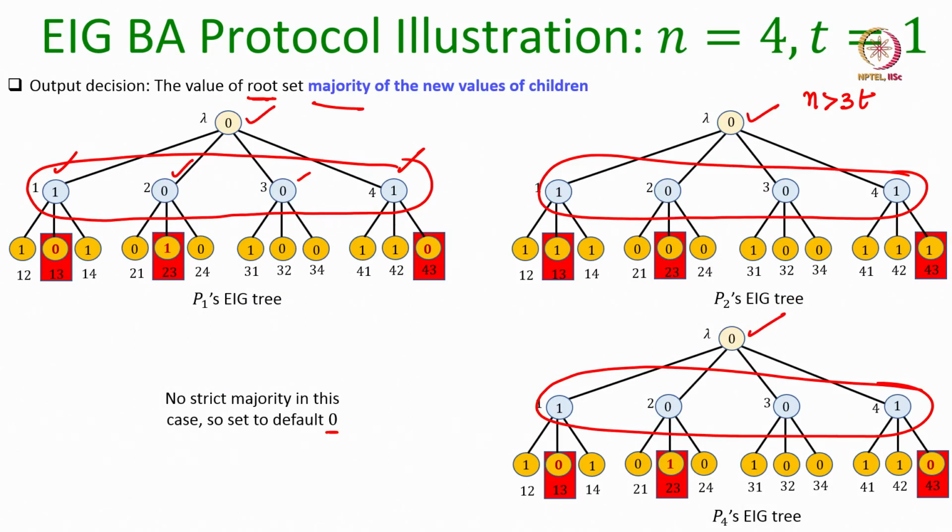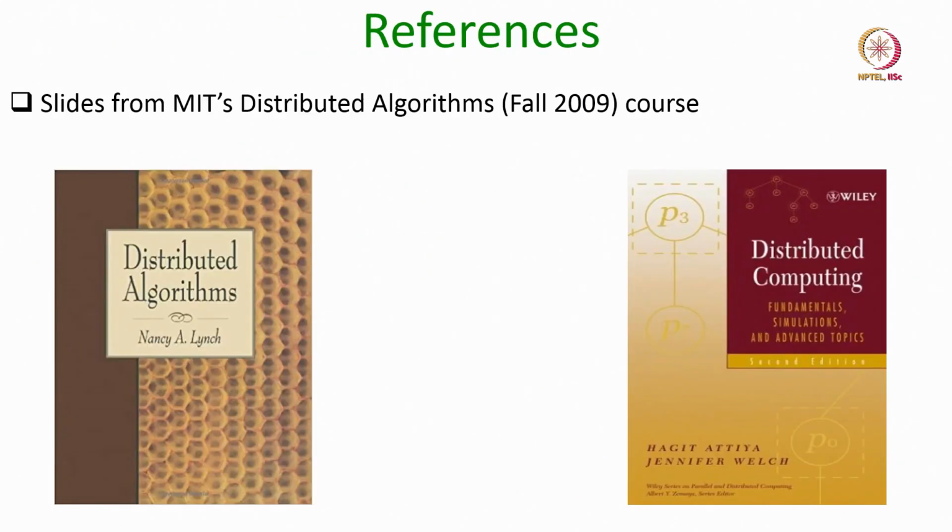So, that is an illustration of the EIG BA protocol, the exponential information gathering BA protocol. I hope through the illustration the protocol is clear. Of course, we have to formally prove the security properties, which we will do in the subsequent lectures.